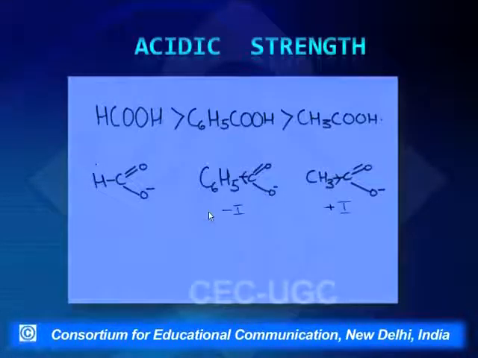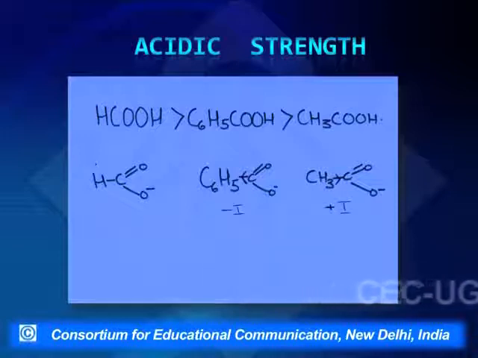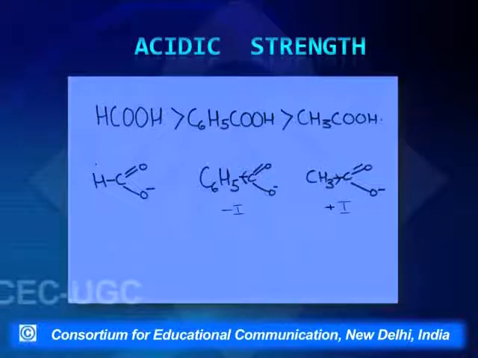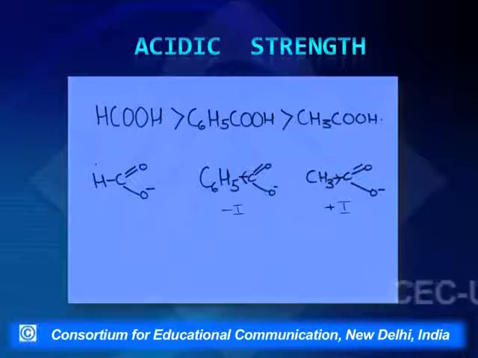Not only this, we can also explain the acidity of the carboxylic acids. If you look into it, then the formic acid is most acidic, followed by benzoic acid and then ethanoic acid. Why? Because in formic acid we have no group which can have plus I or plus R effect, and the carboxylate ion, the formate ion, is very stable.